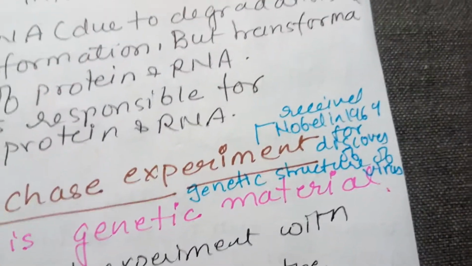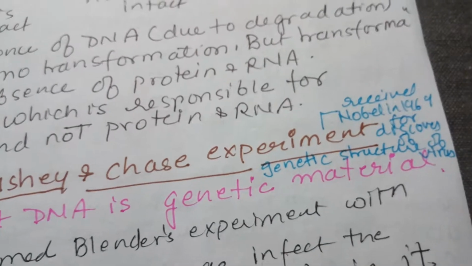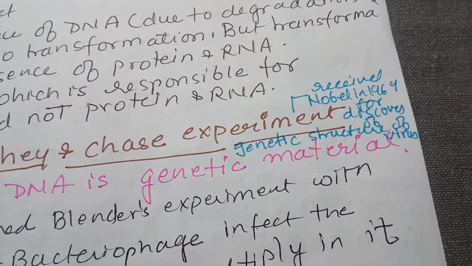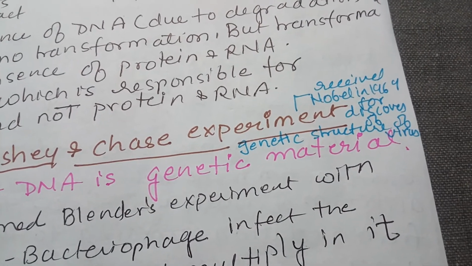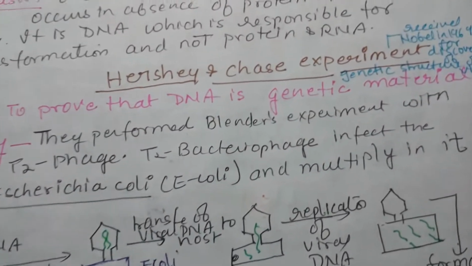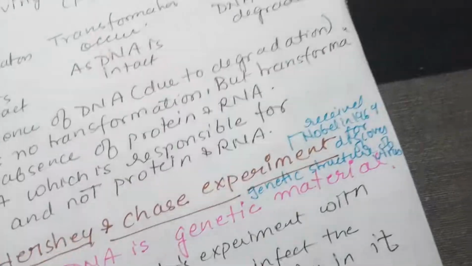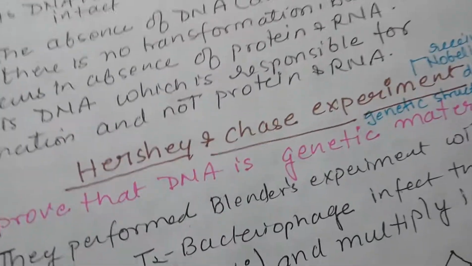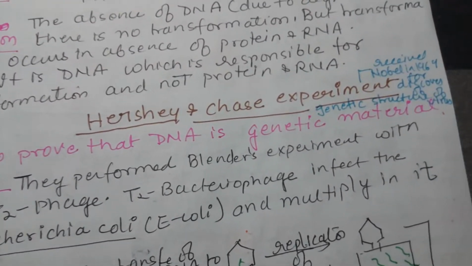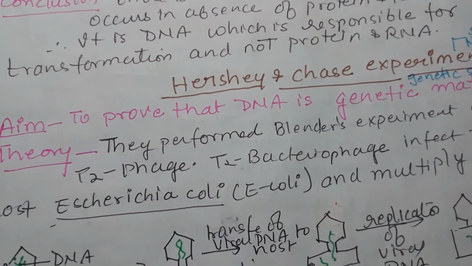So they were basically working with the phage. Phages are those viruses which infect bacteria, and they are known as bacteriophage. In short, we say phage. In this experiment, they were working with T2 phage. The aim was to prove that DNA is the genetic material.